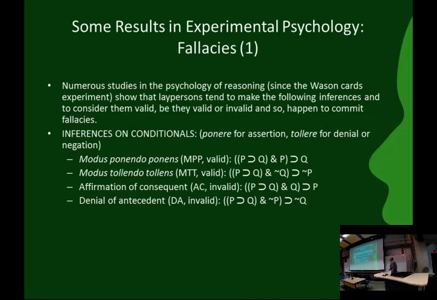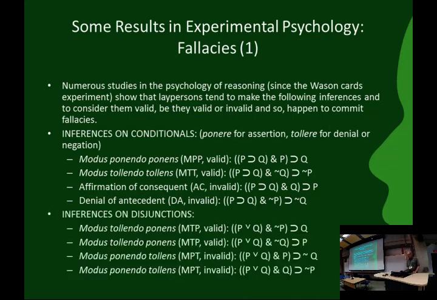For example, if it rains, I bring my umbrella. Serge has brought his umbrella, so it's raining. Well, it might be the case, but it might be the case that he brought the umbrella for another cause. So this one, if P then Q, and Q then P, is not valid, but people tend to do so, and to make that inference. And the denial of the antecedent, if P then Q and not P, then not Q. For the same reason, it's not valid. But people tend to do that.